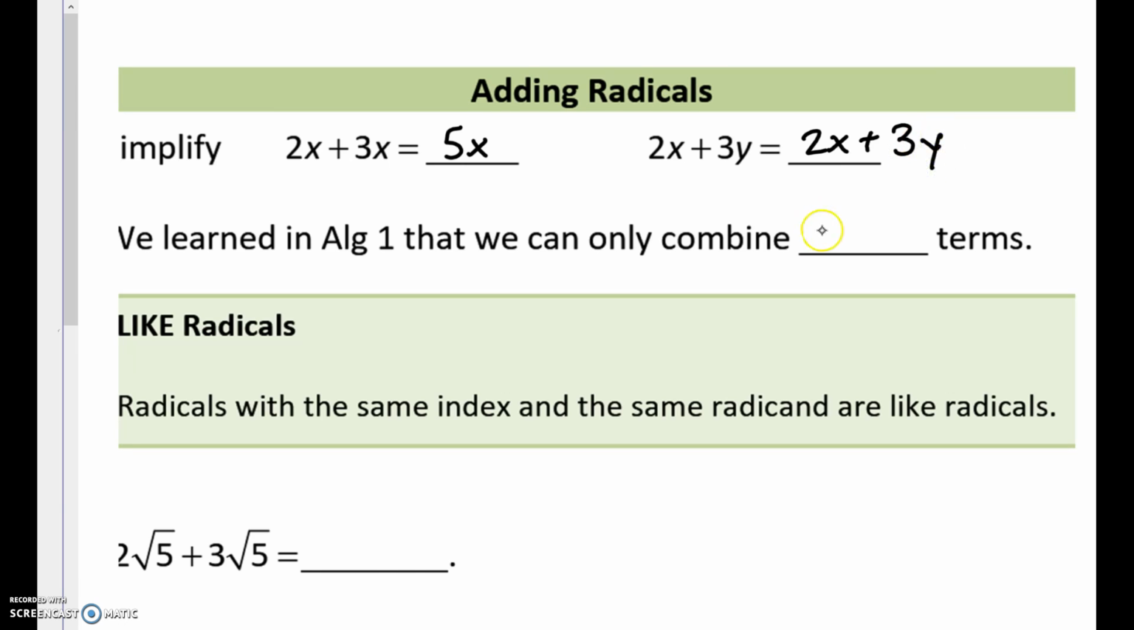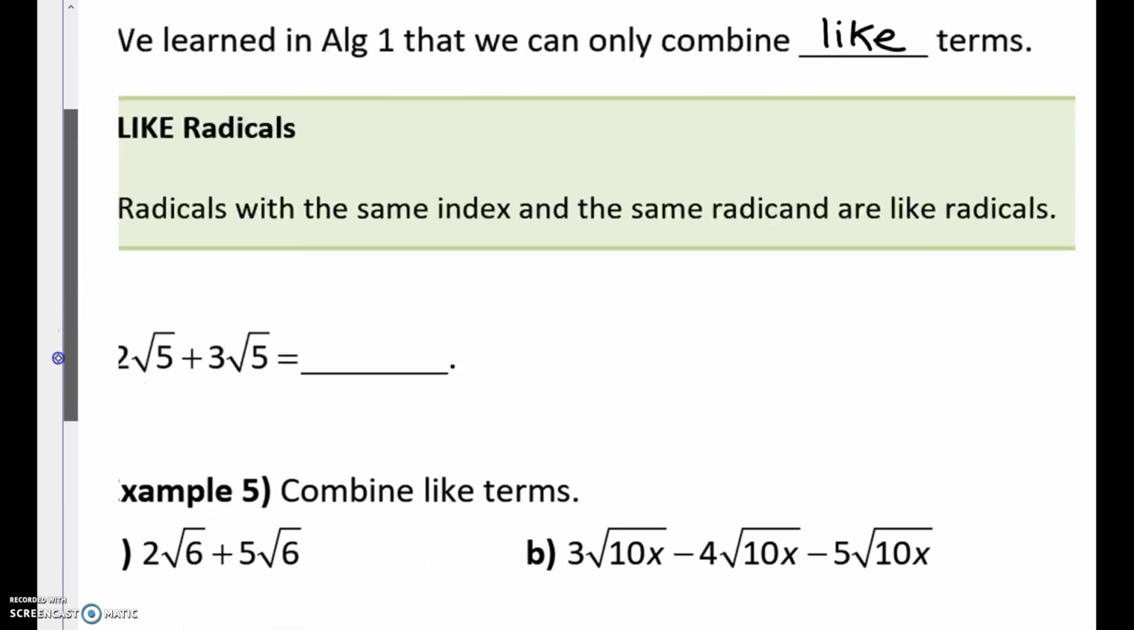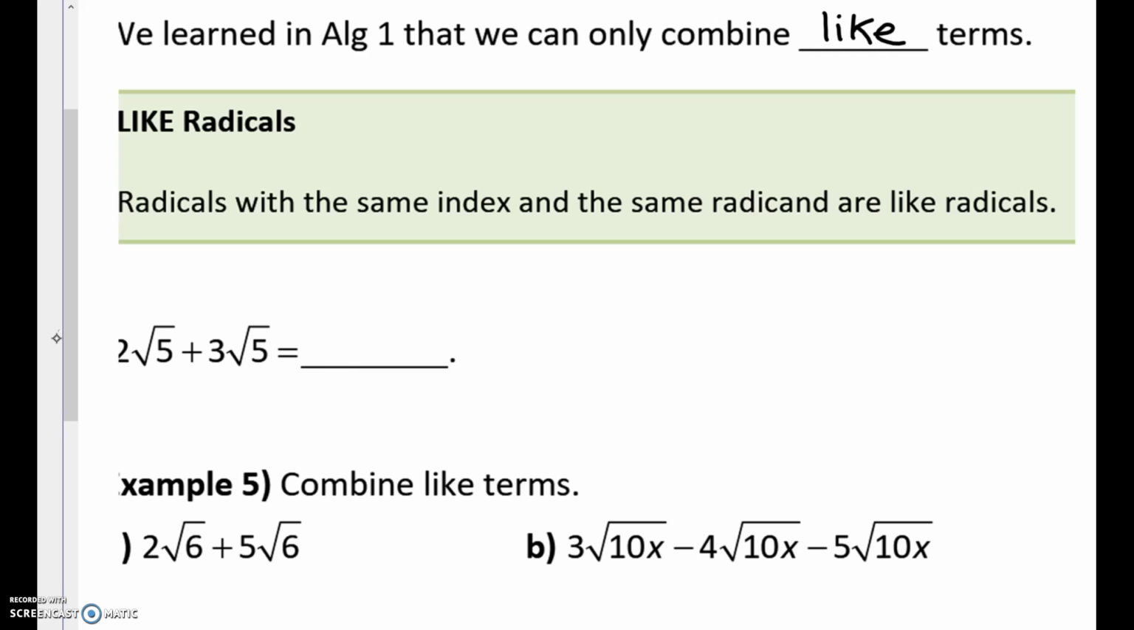We learned in Algebra 1 that we can only combine like terms. Well, we can also only combine like radicals. And like radicals have to have the same index and the same radicand. So for example, let's try this. 2 square root x and 0.6 square root x, these are like because they have the same radical and the same thing inside the radical.